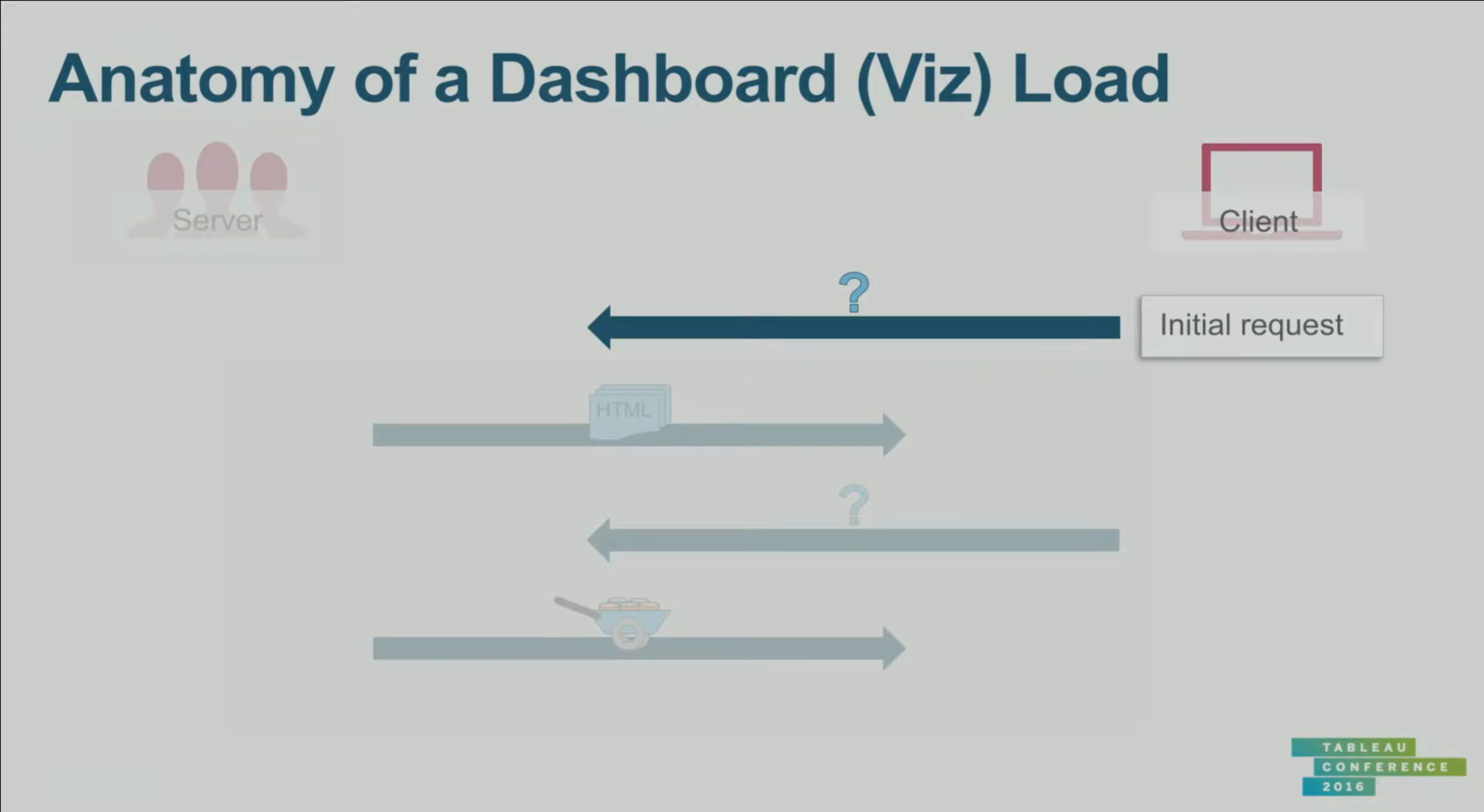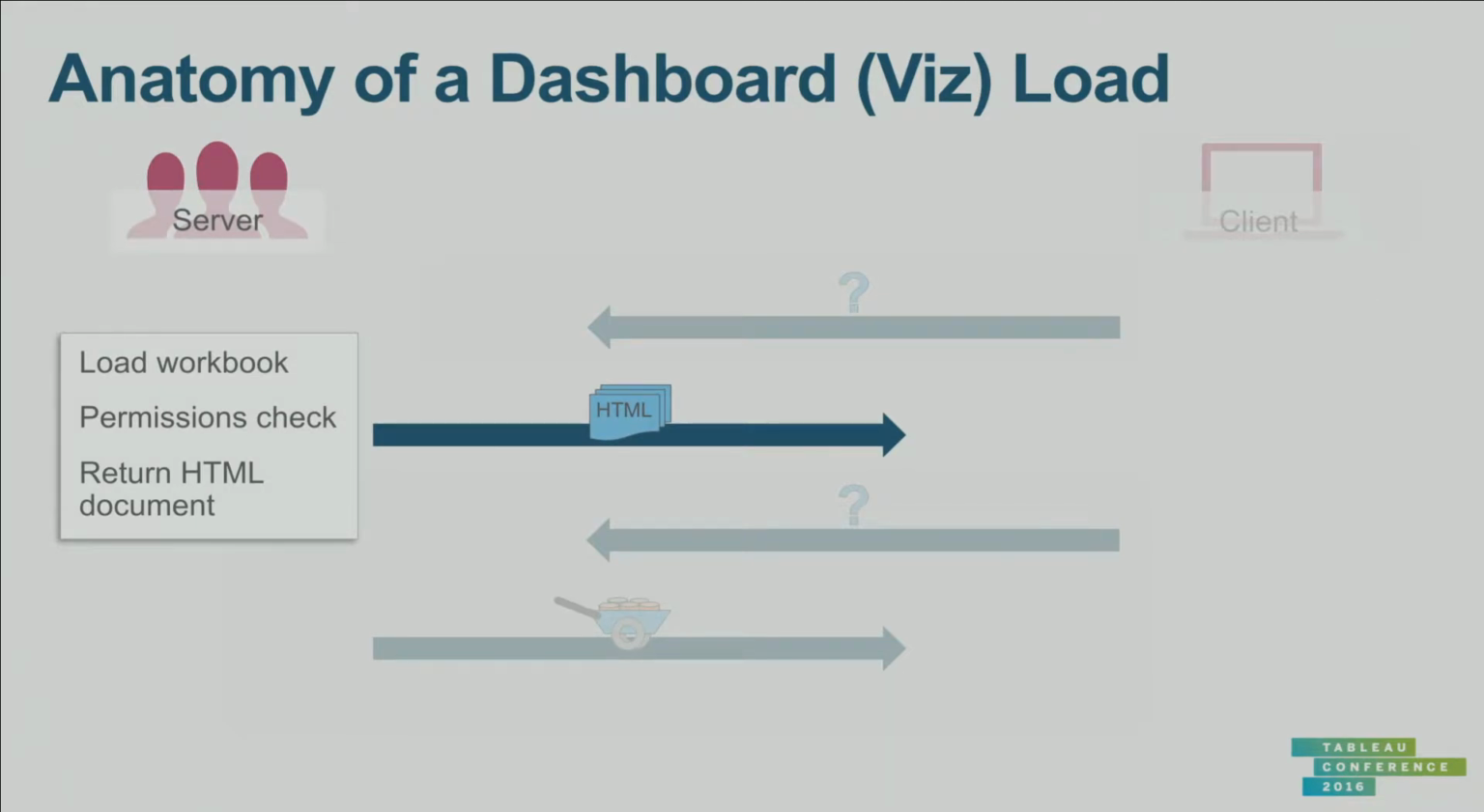In those situations, the browser is going to send an initial HTTP request that just says, hey, I want to view this page. The server will receive this request, and in response, it's going to do a couple of things. It's going to load the workbook from the database, from Postgres. It's going to do a permissions check to make sure the user actually has access to this workbook. And if not, they'll be prompted to log in or maybe given an error message. And lastly, it's going to return an HTML document back to the browser.